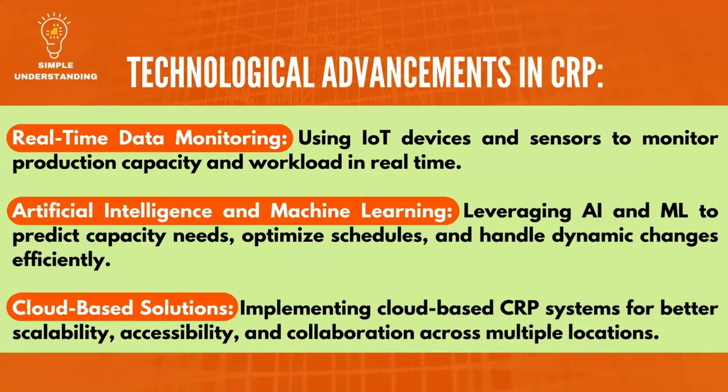7. Technological advancements in CRP. A. Real-time data monitoring. Using IoT devices and sensors to monitor production capacity and workload in real time. B. Artificial intelligence and machine learning. Leveraging AI and ML to predict capacity needs, optimize schedules, and handle dynamic changes efficiently. C. Cloud-based solutions. Implementing cloud-based CRP systems for better scalability, accessibility, and collaboration across multiple locations.